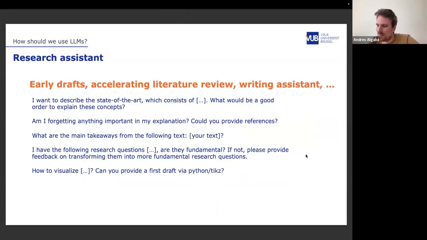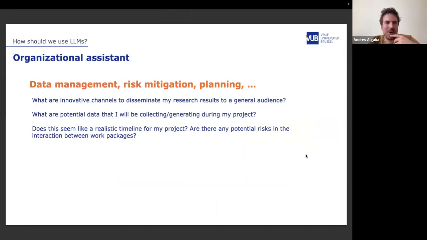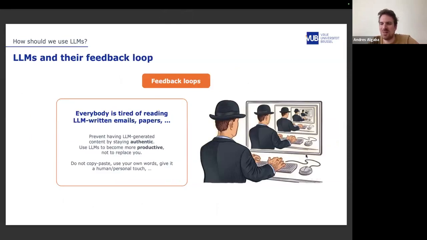Okay, now, these are some more examples, but since we're running out of time, I will go to this slide, which is large language models and their feedback loops. I think by now everybody's already tired of reading large language model written emails, papers. Even we see that people are using it for reviewing papers, which is very unethical behavior, not just annoying.